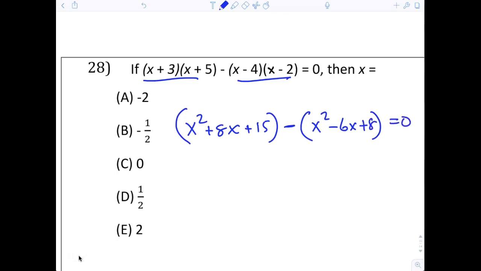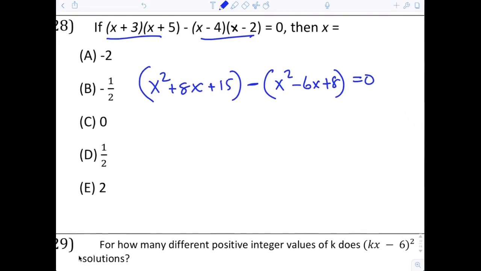Come on, take a look at that. Now, the reason why I put it in parentheses is because most kids forget to distribute a what? Most kids forget to distribute the negative here. All right, so we need to go ahead and do that. So now I have x squared plus 8x plus 15 minus x squared plus 6x minus 8 equals 0.